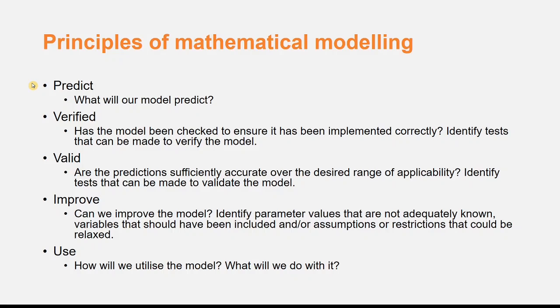When we have built the model, we can make sure it is fit for purpose by making the following checks. Check what the model can predict, what are the outputs, and make sure these match the original goals of the modeling activity. Get the model verified. Check that no mistakes have been made in its implementation and it's doing what is expected. Validate the model. Check it against experimental data or other validated models. Ensure that it is predicting with the required accuracy.